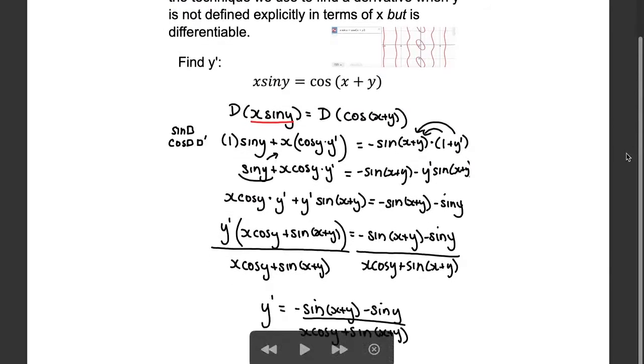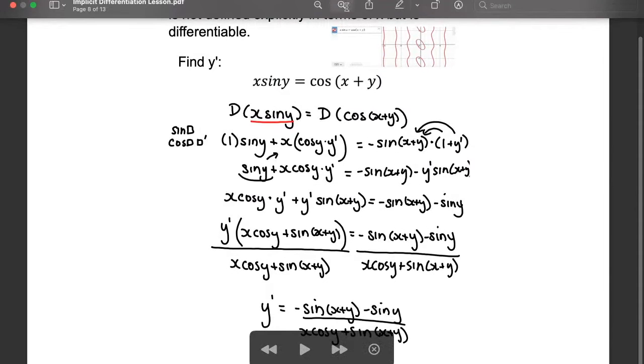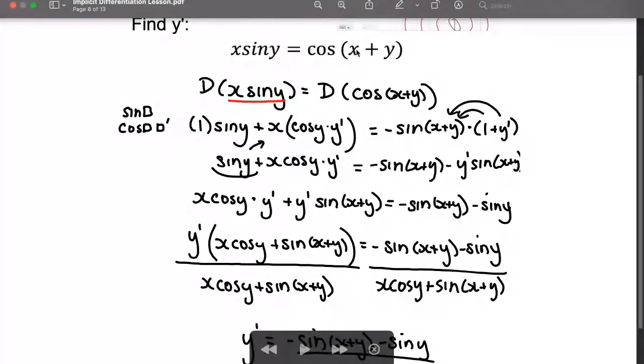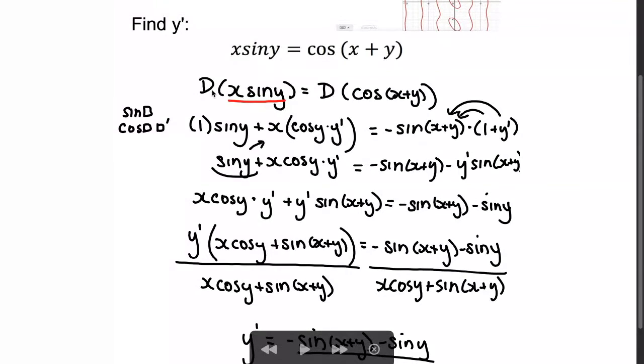Here I'm going to start off, I'll zoom in a little bit here. I'm going to start off by taking the derivative of the left side and the derivative of the right side. So find the derivative of x sine y and the derivative of cos of x plus y. Over here, this derivative is going to be a little bit more challenging because I'm actually going to have the product rule incorporated in here.